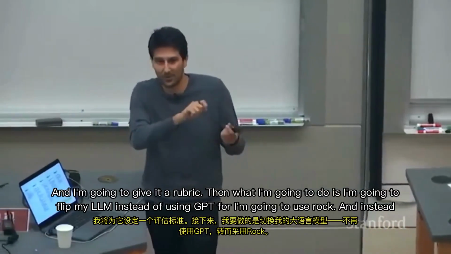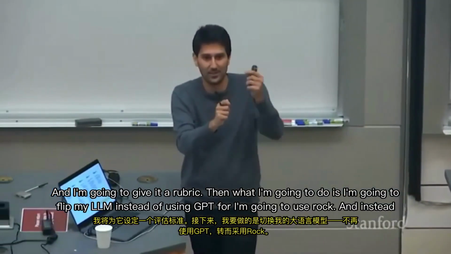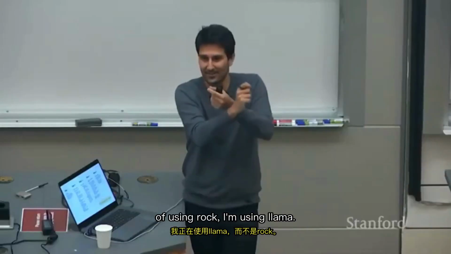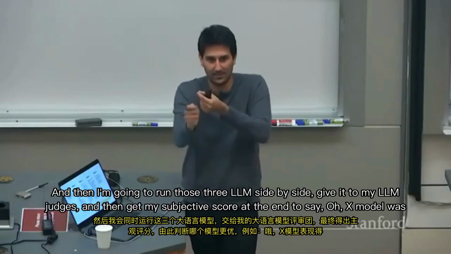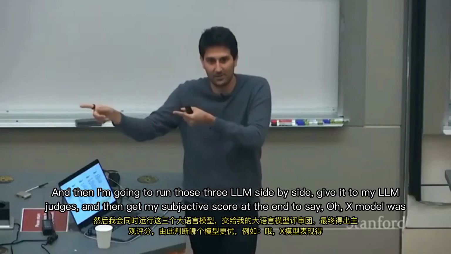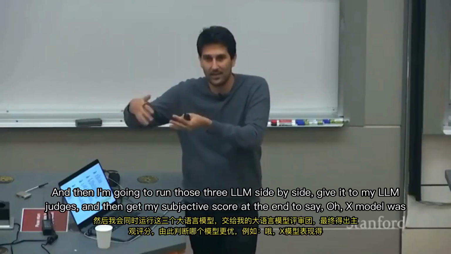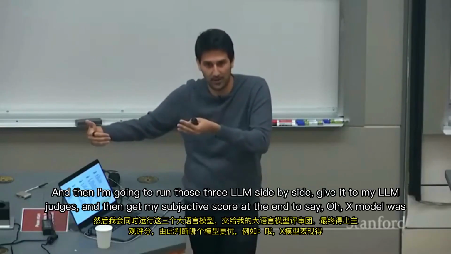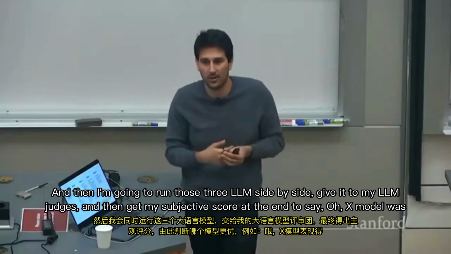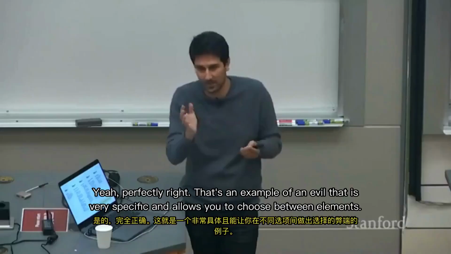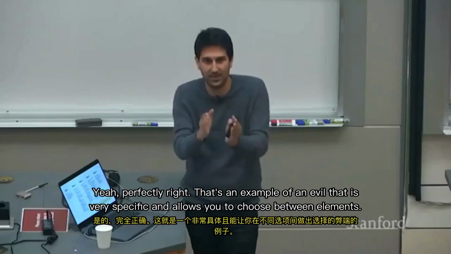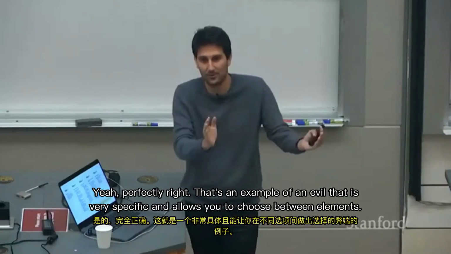Then what I'm going to do is I'm going to flip my LLM. Instead of using GPT-4, I'm going to use Grok. And instead of using Grok, I'm going to use Llama. And then I'm going to run those 3 LLMs side by side, give it to my LLM judges, and get my subjective score at the end to say, X model was more polite on average. Yeah, perfectly right. That's an example of an eval that is very specific and allows you to choose between LLMs.